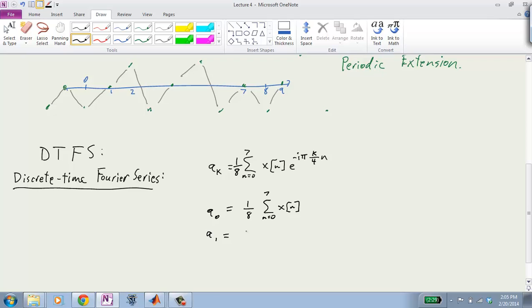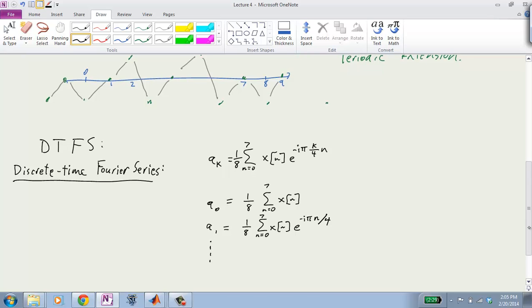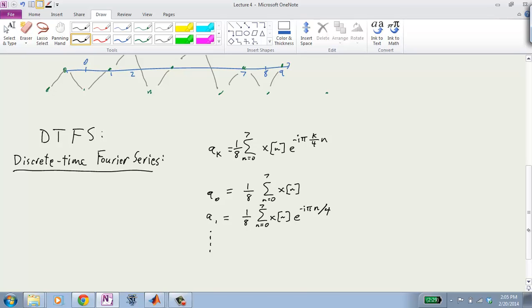And let's just write out one more. A1 is this, e to the minus I pi n over 4, and so forth. Okay. So these are the coefficients of our Fourier series. To completely define the Fourier series, we would not only give the coefficients, but you would also say the fundamental period. We'll see that in discrete time that's actually redundant, but we would say N equals 8, and the coefficients are these things.